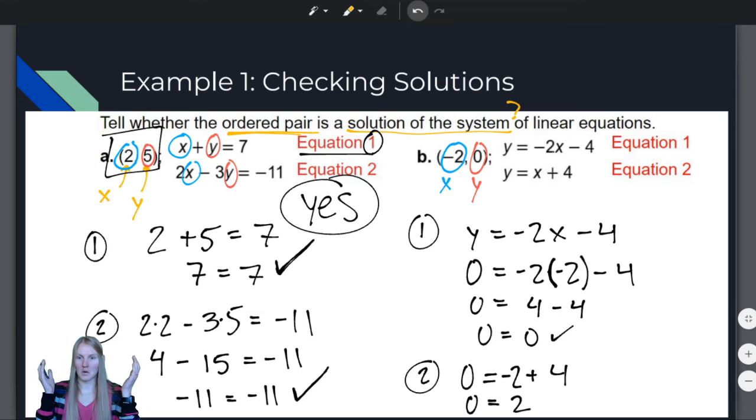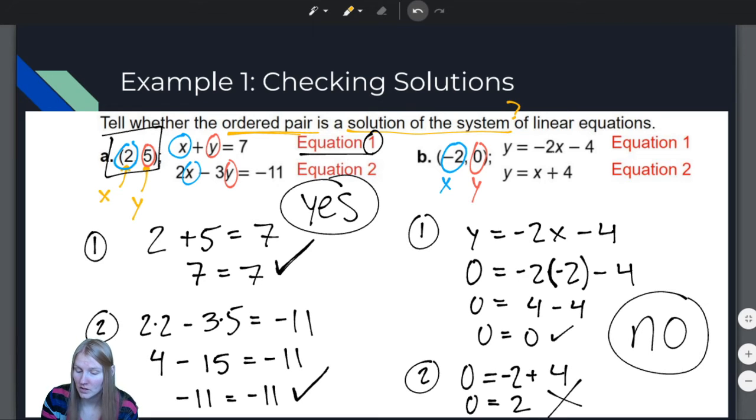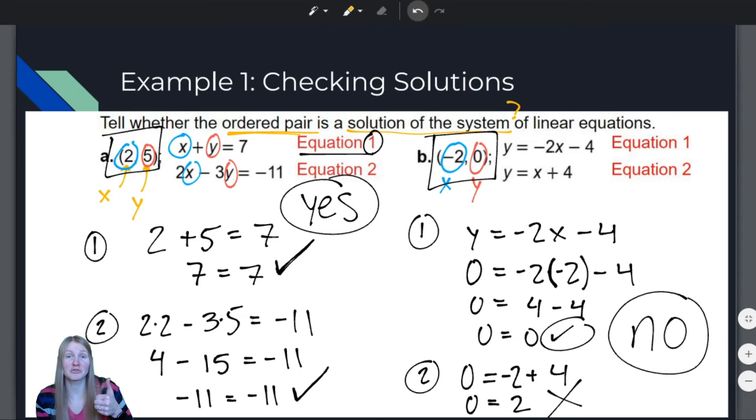Oh no! Is 0 equal to 2? No, this is not right. This is wrong. So, no. The point (-2, 0) is not a solution to this system of equations, because it worked for equation number 1. It was fine for equation number 1, but for equation number 2, it was not okay.